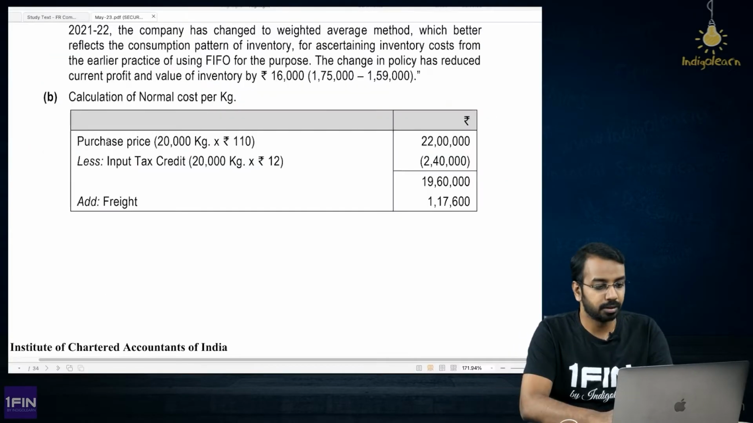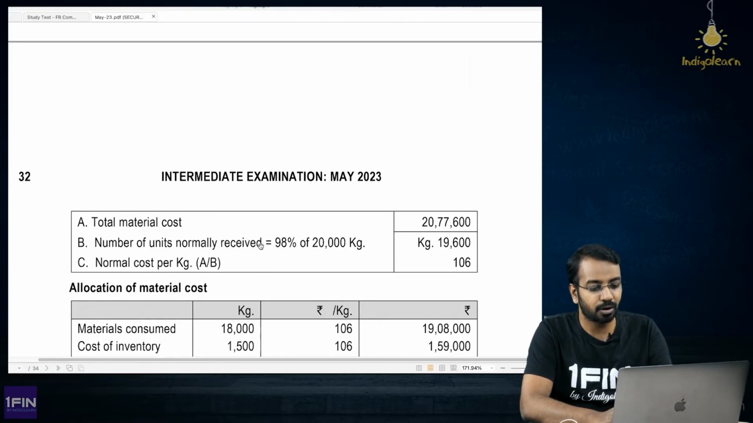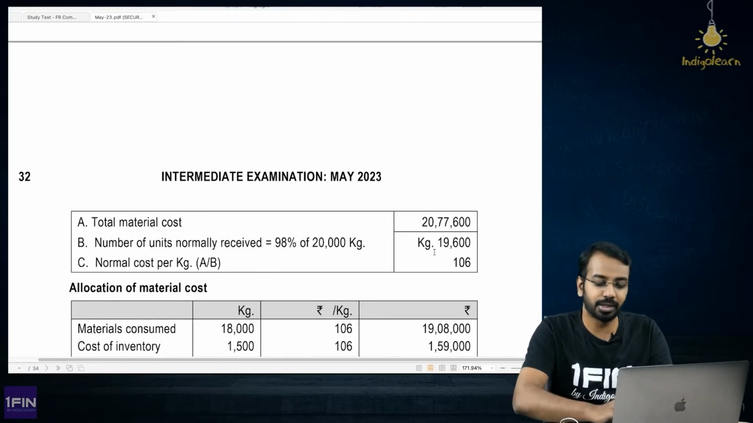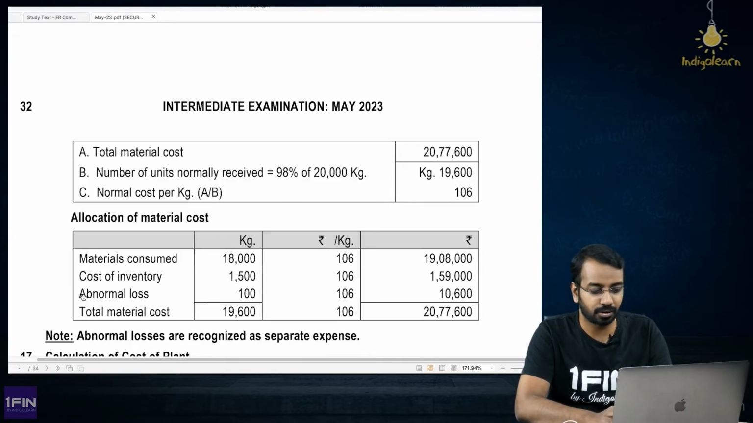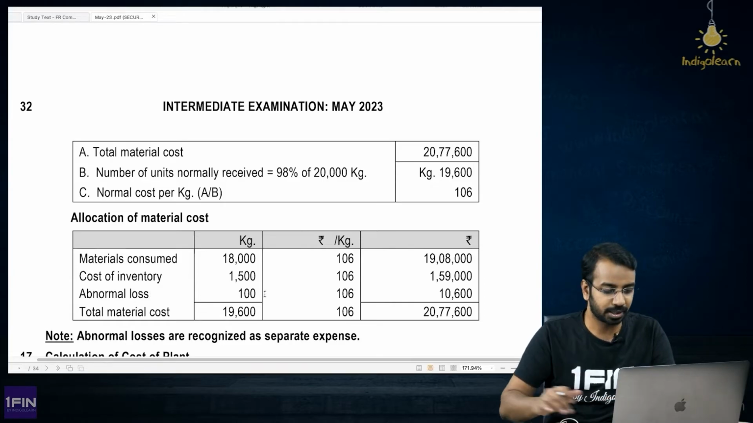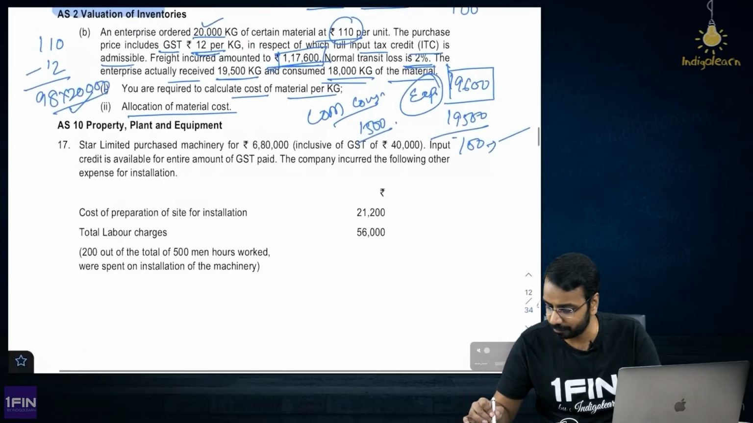Very simple. Purchase price 20,000 into 98, you get 19,60,000. Add freight. This is for normal input or normal material that you would receive of 19,600. Then normal cost per kg is 106. Material consumed 18,000. Cost of inventory 1,500. Abnormal loss 100. You will recognize separately. Right. Then it's a very simple one. Nothing complicated there as well.